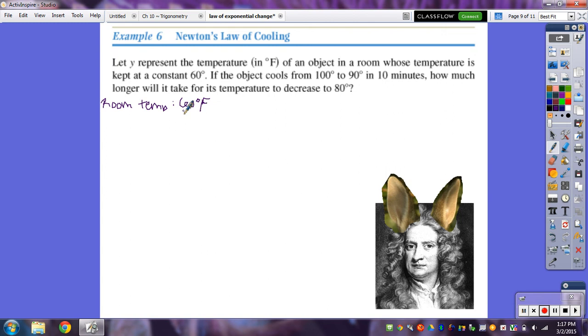And then it says that the object cools from 100 to 90 degrees in 10 minutes. So it cools from 100 degrees to 90 degrees in 10 minutes. Okay, and then how much longer will it take for its temperature to decrease to 80 degrees? So how much longer will it take for it to cool to 80 degrees?